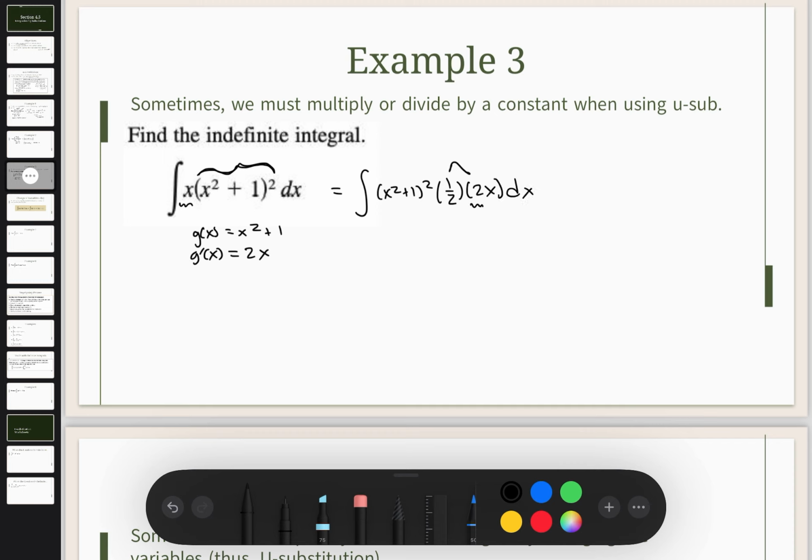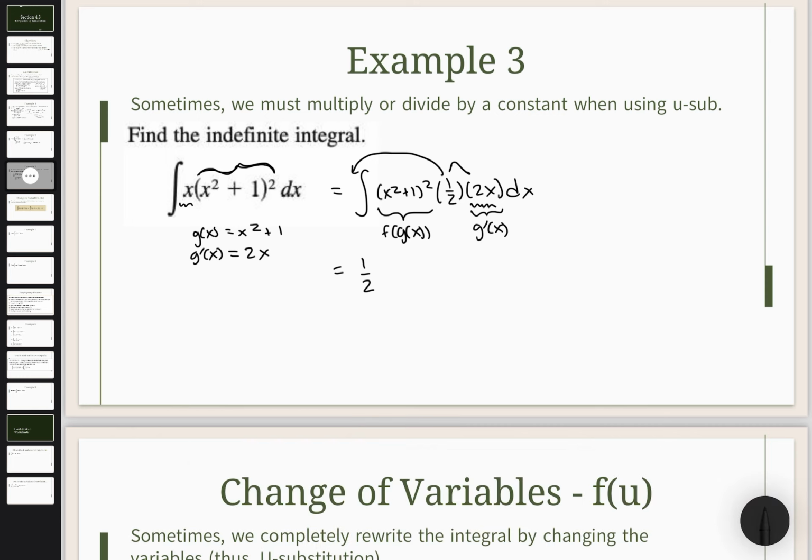Okay, so now I see that g prime of x. So I have that f of g of x, and I have g prime of x, and I just have this little constant, but you guys know that I'm allowed to pull out a constant, right? So this constant right here, I can pull outside of the integral. So I have 1/2, and then we are finding the antiderivative, so capital F of g of x. So that's going to be x squared plus 1 to the third divided by 3. Because it's indefinite, always plus c.